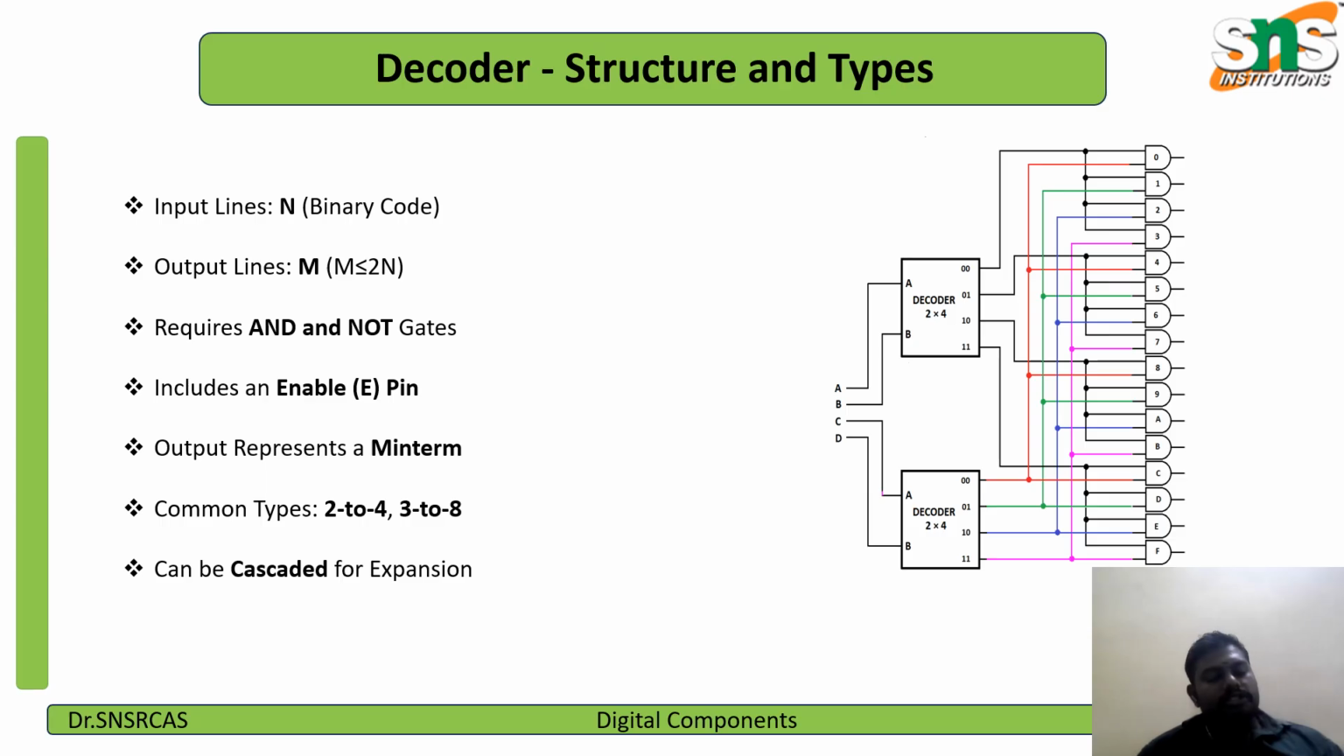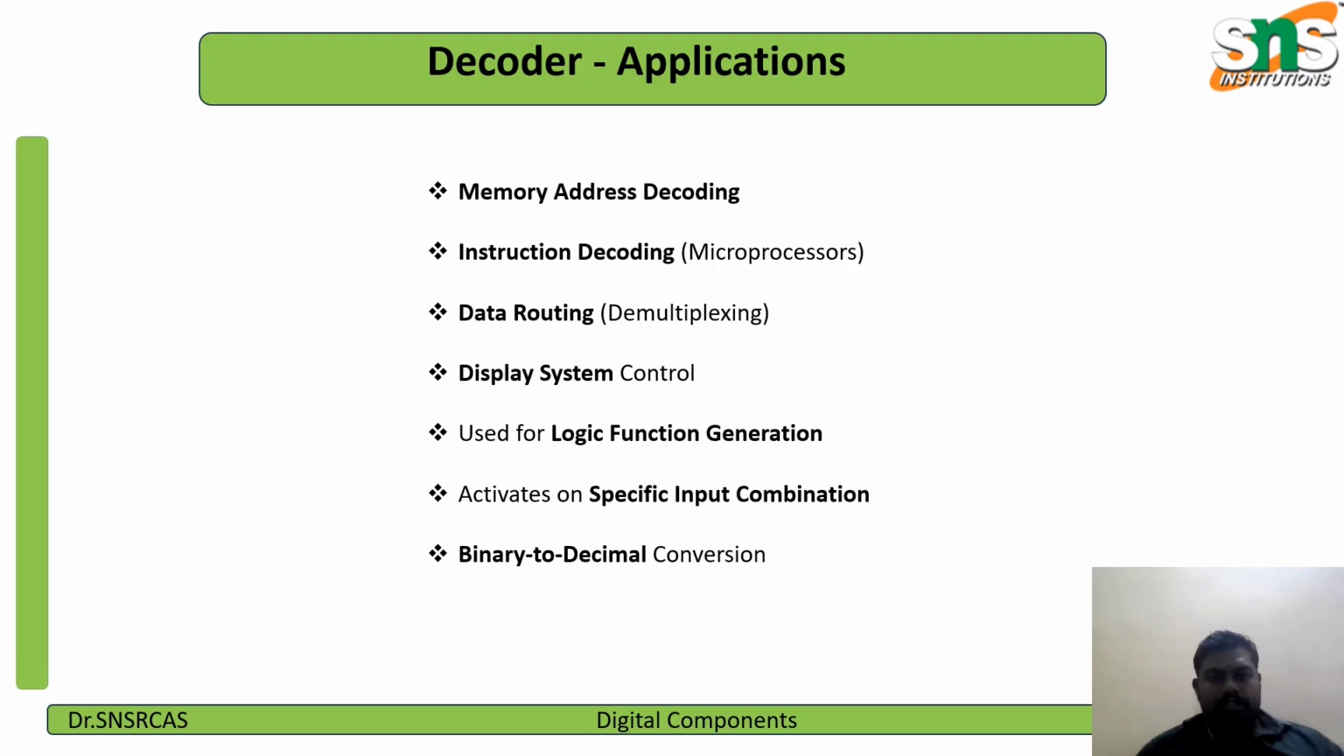And this circuit converts data from one format or code to another, such as converting binary to decimal and vice versa. And these are the decoder applications: memory address decoding, instruction decoding, data routing, data display systems, the arithmetic logic unit, and logic functions generation, the specific input combinations and binary to decimal conversions.